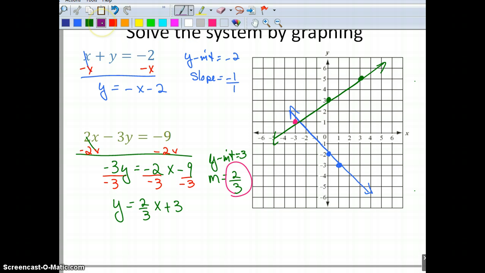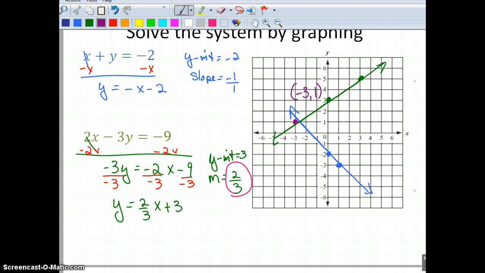Now I'm going to use the blue. My blue was -1 over positive 1. So if I go positive, then negative, positive, then negative, positive, then negative, I'm going to have a point right there. So I can use my point and my slope to get extra points for me to look at. So it looks like if I had drawn my graph more precisely, the coordinates would have been (-3, 1).